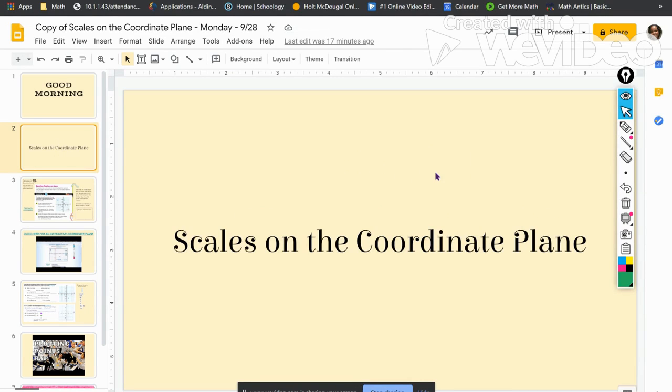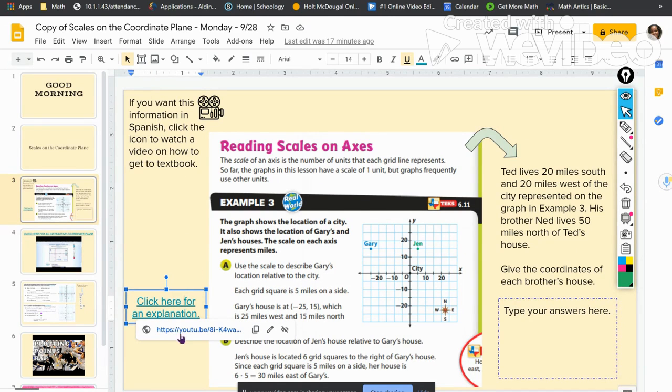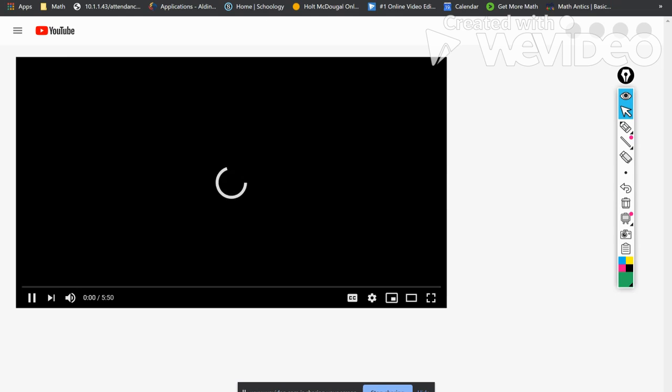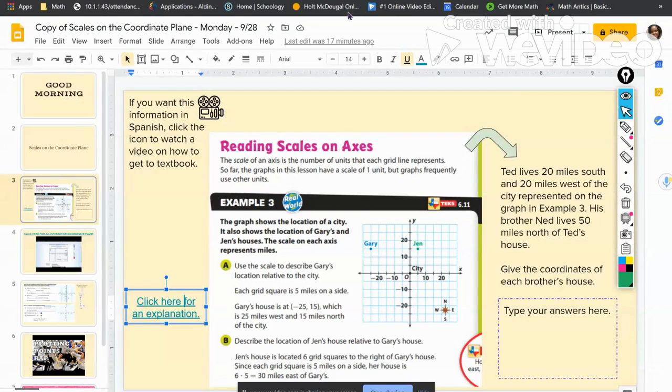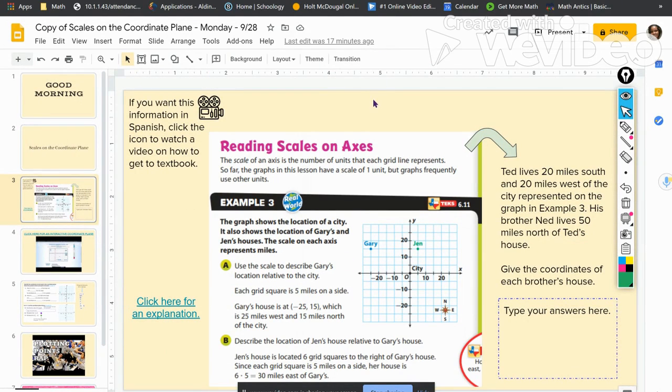Okay, so this is Miss Turner, and today I'm going to be talking to you about scales on the coordinate plane. So what you had to do was watch this video here on the side where it says click here for an explanation. If you click that link, it opens up to a YouTube video. It's a quick 5-minute video explaining this right here. Okay, so if you didn't understand, I suggest you go watch the video because that's why I put it there.